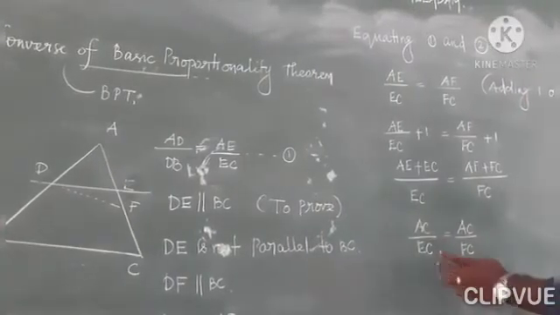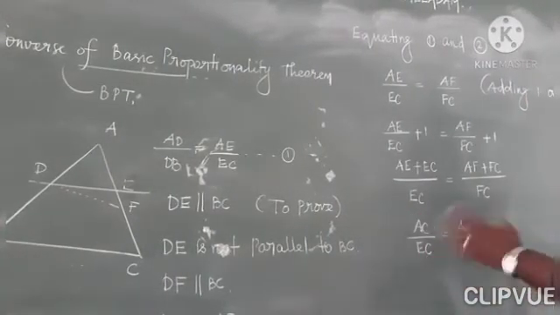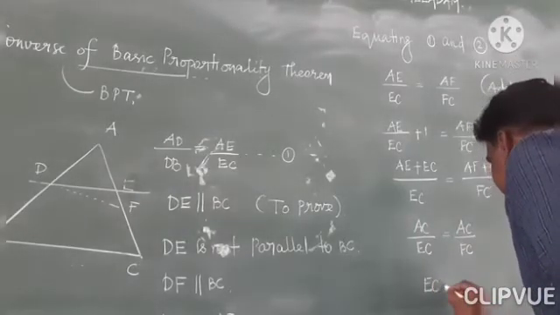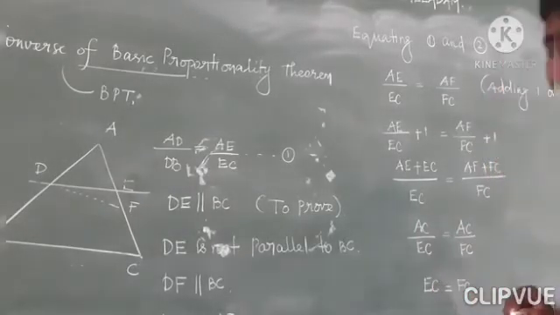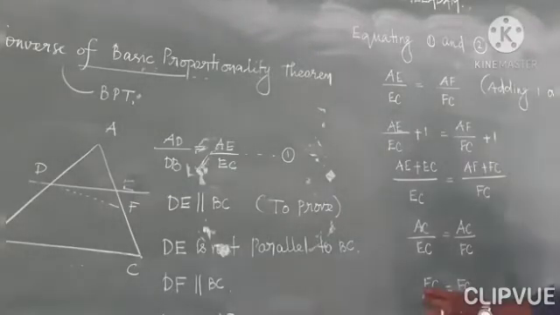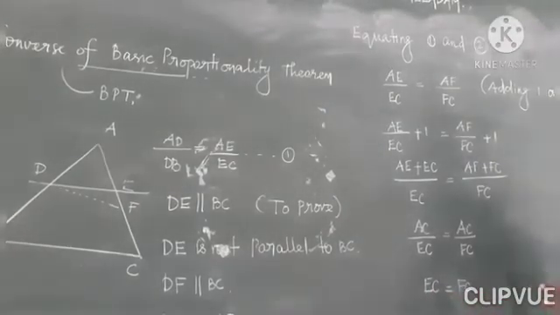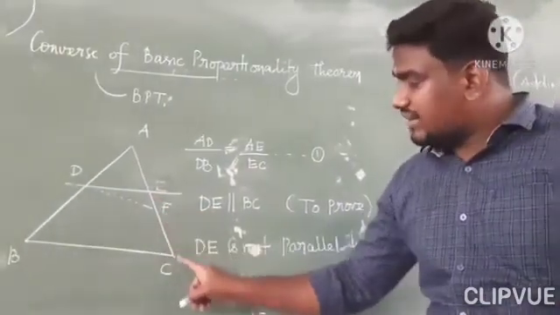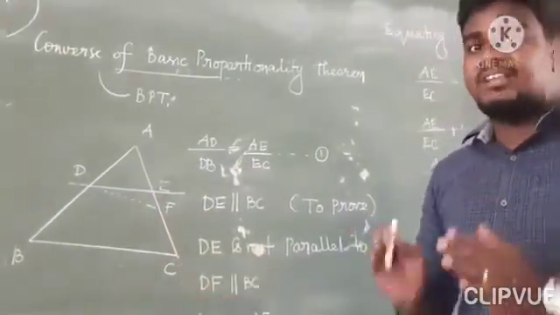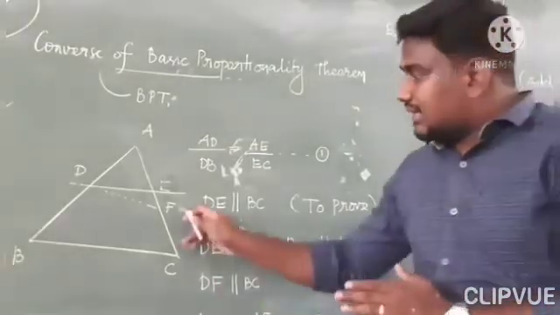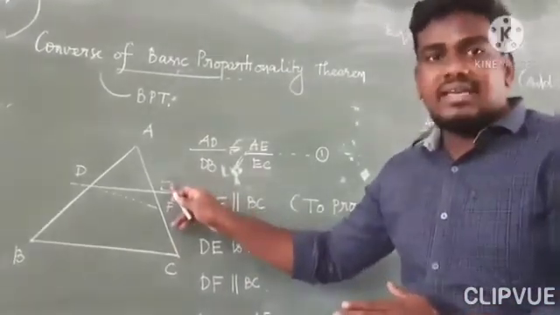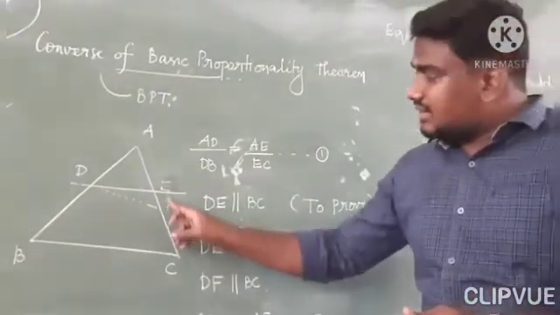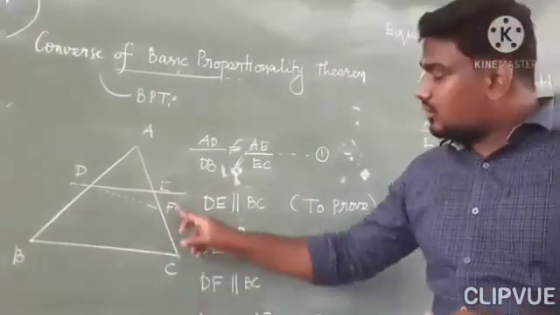So both have the same numerator. If you cancel this, what do we get? EC is equal to FC. The E to C length is equal to F to C. When is that possible? Only if F lies on E. I hope you understand. They said the E to C distance is equal to F to C.